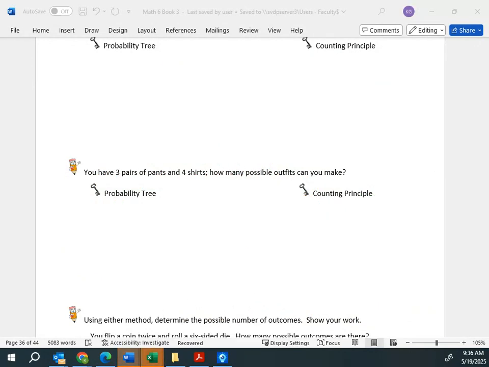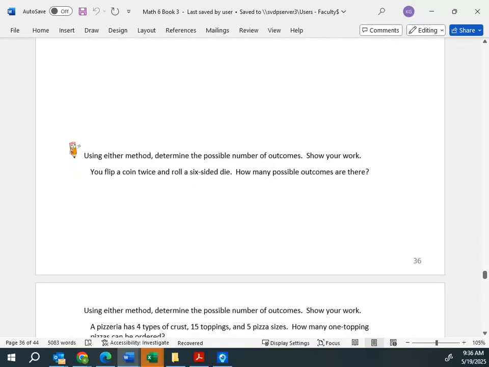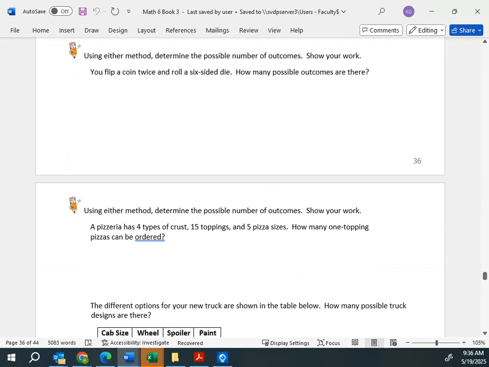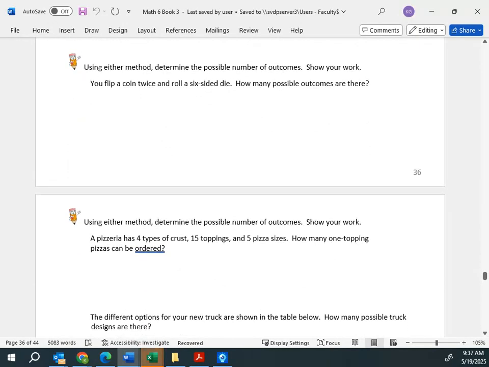So let's look at the bottom of our page. It says, using either method, determine the possible number of outcomes. Show your work. So I'm going to tell you right now, what do you think my favorite method is to use? Any guesses? Lila? Counting principle. Why the counting principle? Because it's faster. You don't have to do as much work. You get the same answer with less work. So I like to do the less work method.